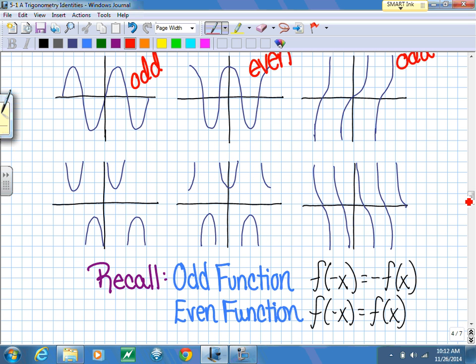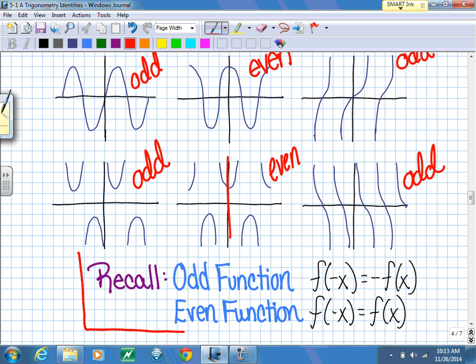Going down to our cosecant and cotangent, here I have my cosecant, which has rotation symmetry, so it's an odd function. Then we have our secant function, which has y-axis symmetry, making it an even function. And then our cotangent function here does not have y-axis symmetry. It has rotation symmetry, making it an odd function.